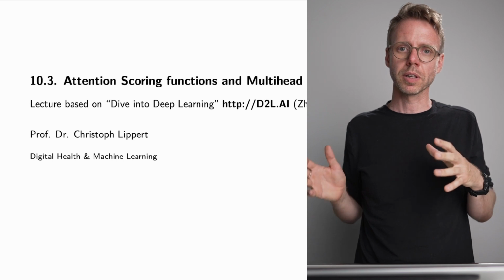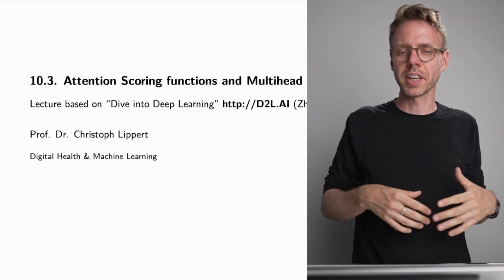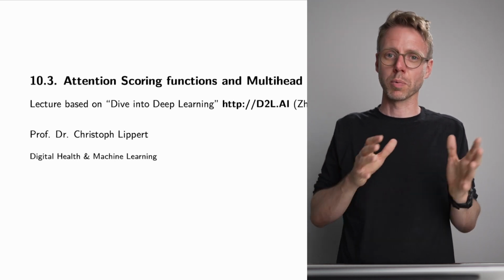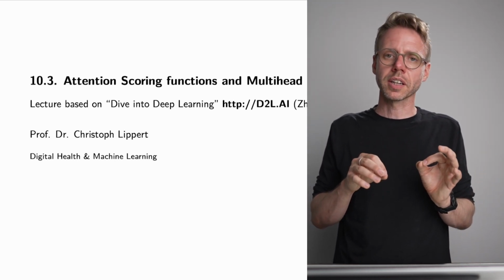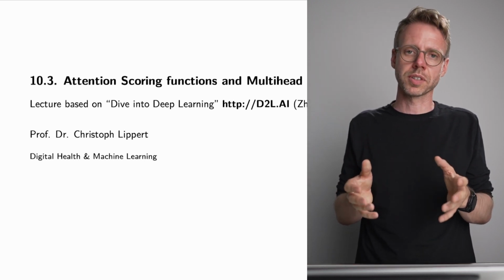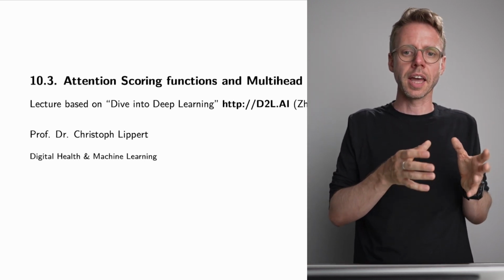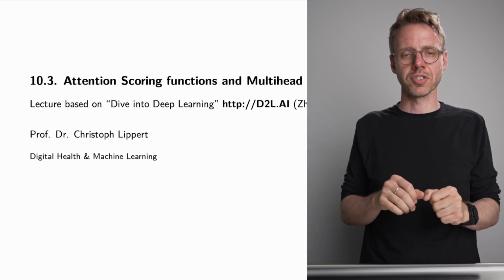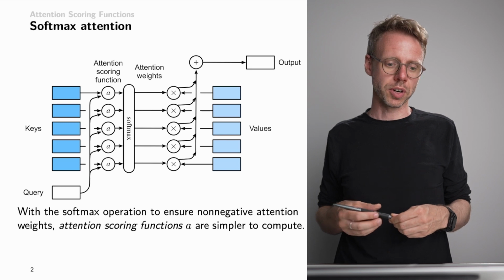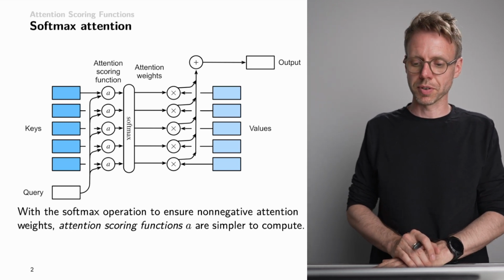Today we will go back to deep learning after this short detour into Nadaraya-Watson regression and look at different attention scoring functions that are typically used in deep learning and multi-head attention. So the most commonly used attention scoring function is the Softmax attention that we already met.